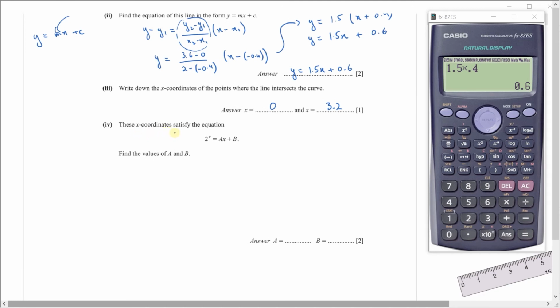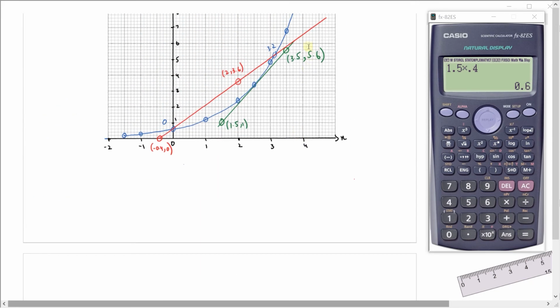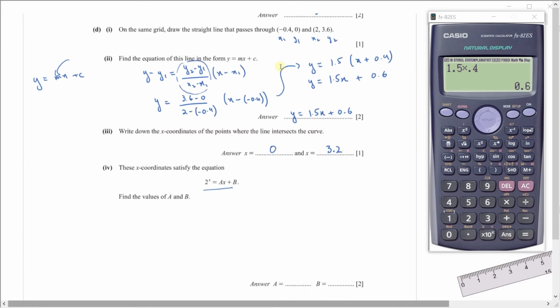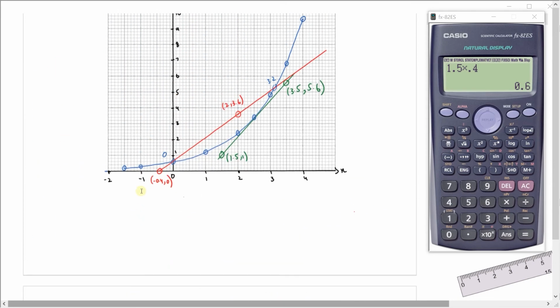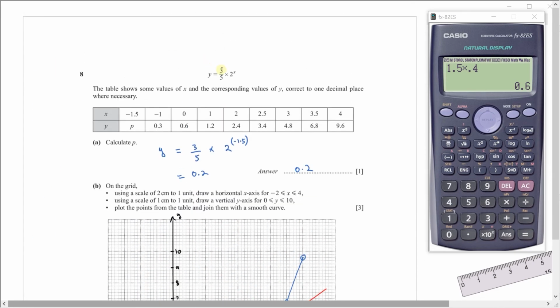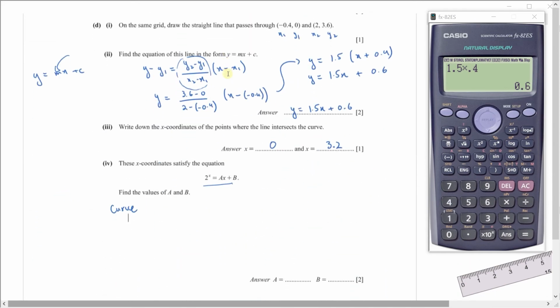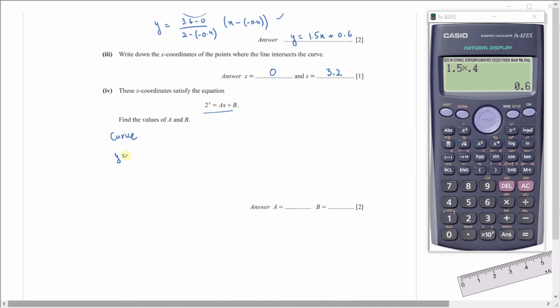These x coordinates satisfy the equation this. Find the values of a and b. So these x coordinates are the points where this curve intersects this line. So that means if I have this curve, the equation of the curve was y equals 3/5 into 2^x. Y equals 3/5 into 2^x.